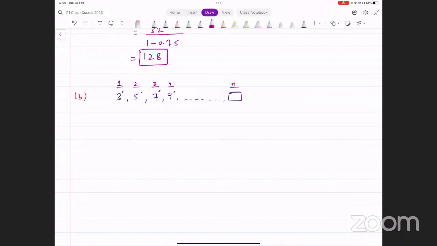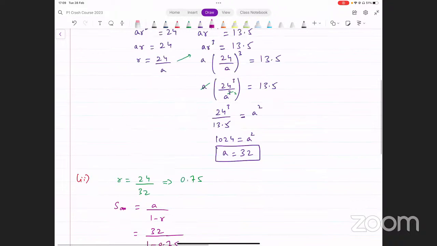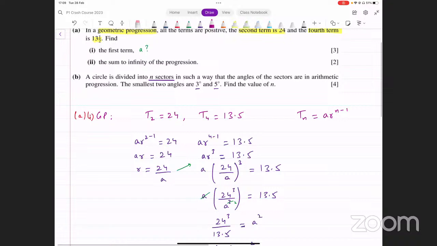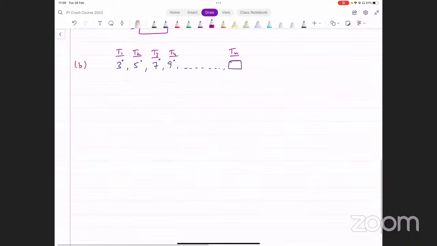All right. So this is the first term, the second term. You could also write it like this. In fact, you could say this as T1 or A, T2, T3, T4. And then finally, you have Tn at the end, which we do not know what it is. All right. Now we have an AP. This is an AP, right? So we're looking for the value of n from this.